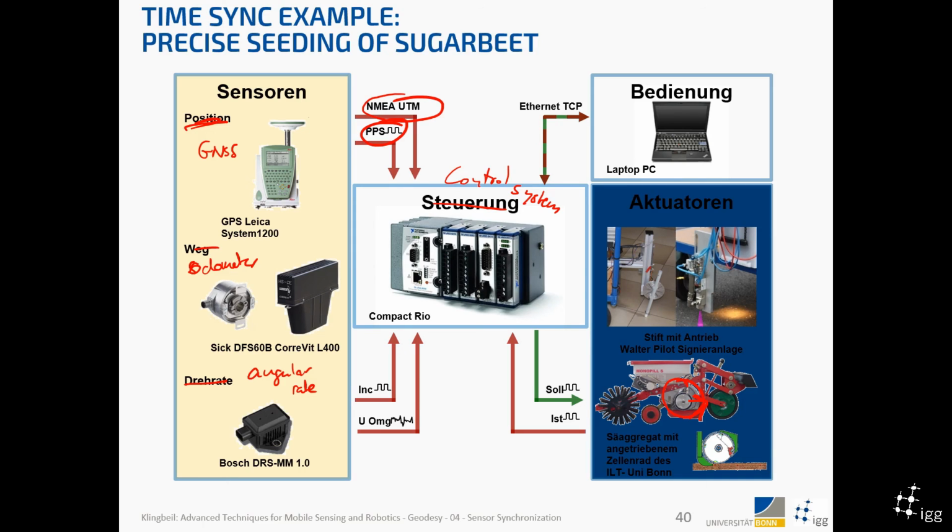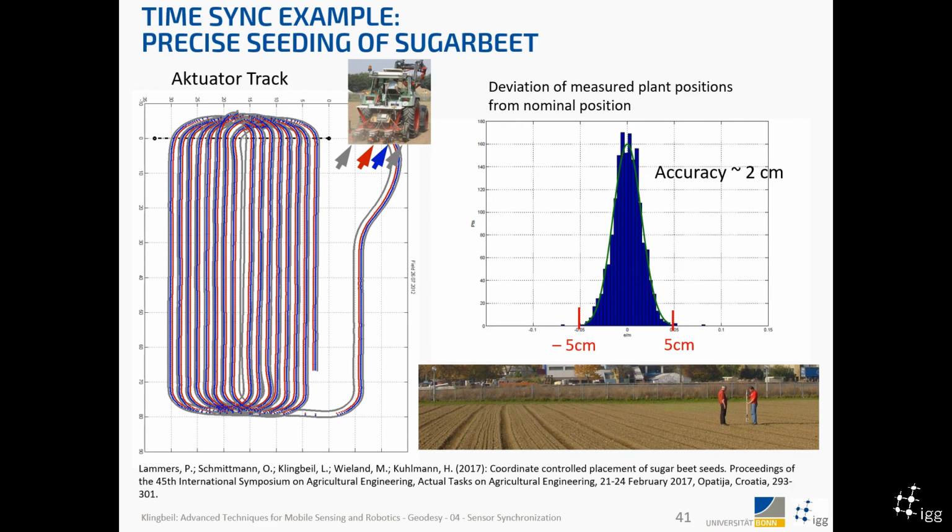So the rotation rate of this wheel was controlled and the phase as well, and it was done in a way that the seed is placed exactly at the correct position. It was very important, of course, that everything was well synchronized. This is why I mentioned this here. Yeah. And this was the result.